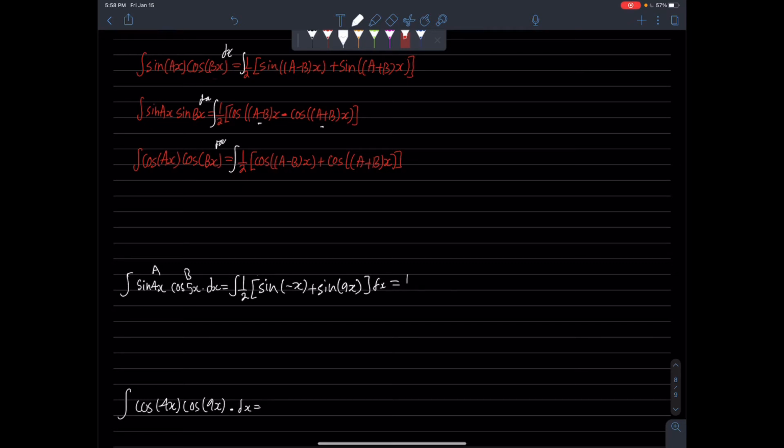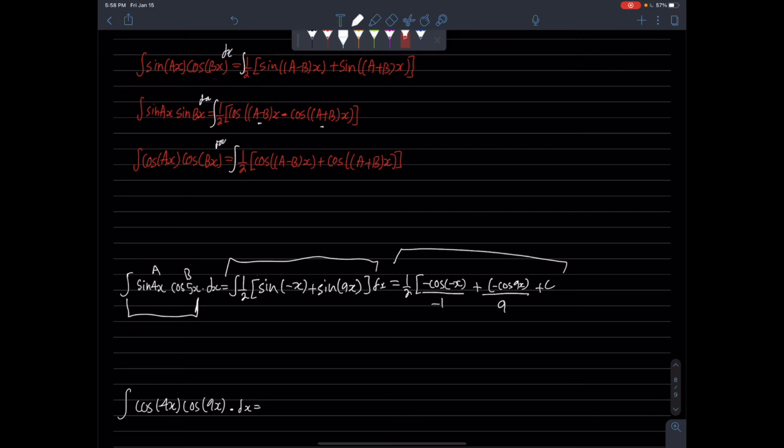You can easily integrate this because there's no product, right? Let's bring the 1 over 2 out. So the integral of sine is negative cos, so negative cos of negative x over negative 1, plus negative cos 9x over 9, plus c, right? So at first you're not able to integrate this, but using those identities, you can break it up into this, and then you can take the integral of them.